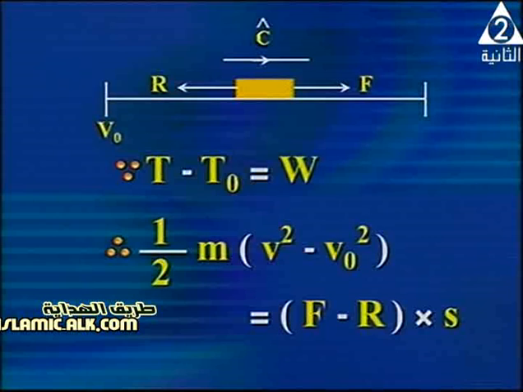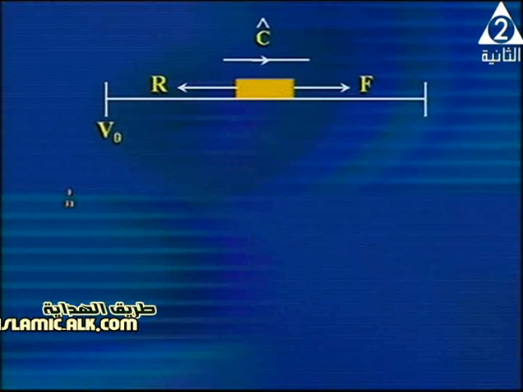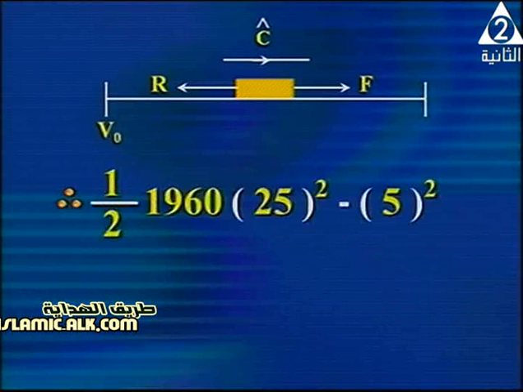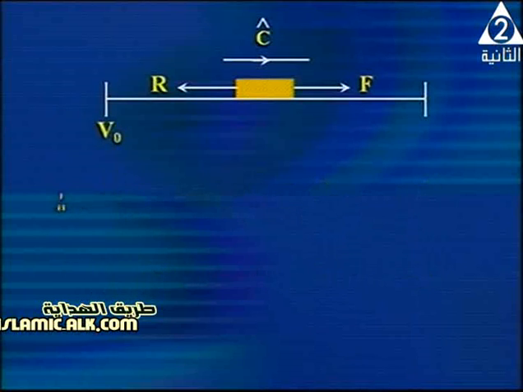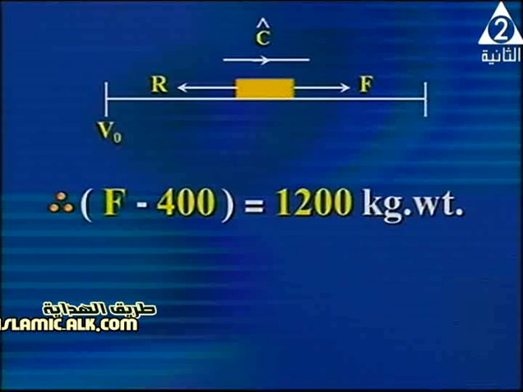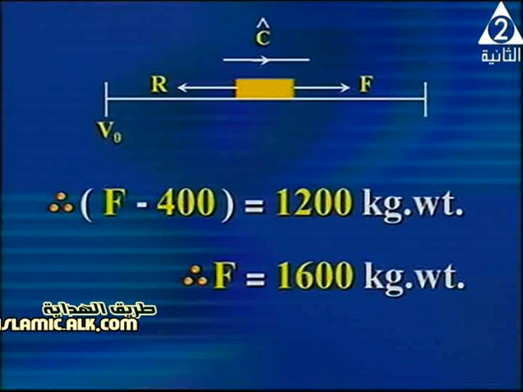Multiply by S. Then, by using substitution, half multiplied by 1960 multiplied by bracket 25 square minus 5 square equals bracket F minus 400 multiplied by 9.8 times 50. Then F minus 400 equals 1,200 kilogram weight. Then the force is 1,600 kilogram weight. This is the force of the car.